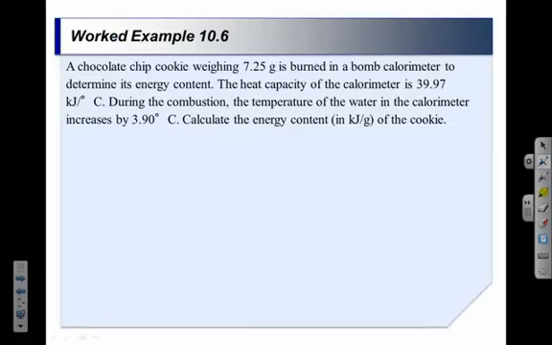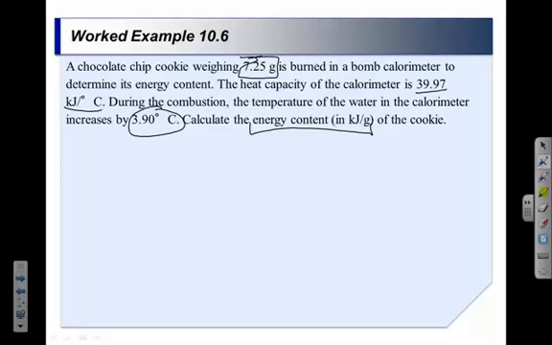So here's an example that illustrates that. So here we have a chocolate chip cookie. This is the mass of the cookie. We're going to burn it in this bomb calorimeter. It's going to release energy. We know the heat capacity of the calorimeter. And during that combustion, it tells us that the temperature of water inside the calorimeter went up by a total change of 3.9 degrees Celsius. So we want to know, what is the energy content of the cookie? So if you eat a gram of cookie, how much energy does that actually have the potential to give your body?